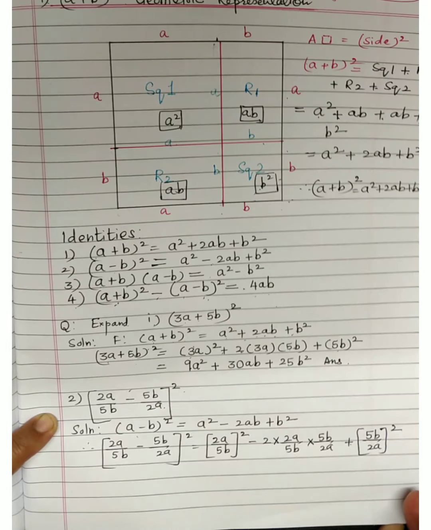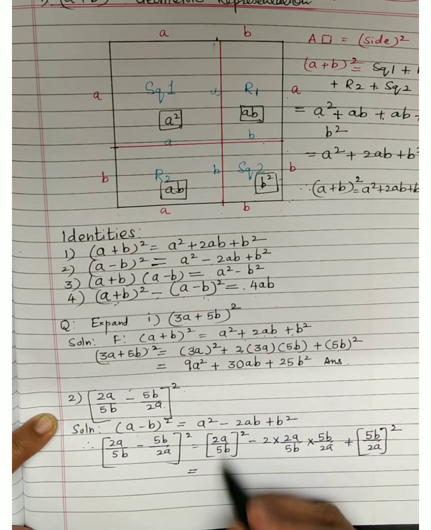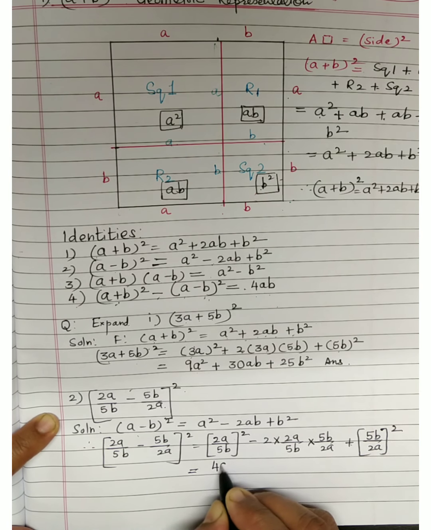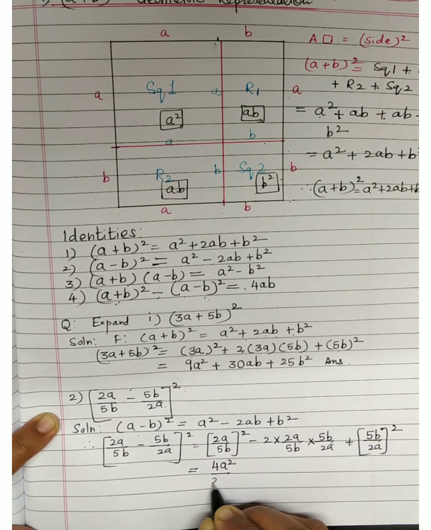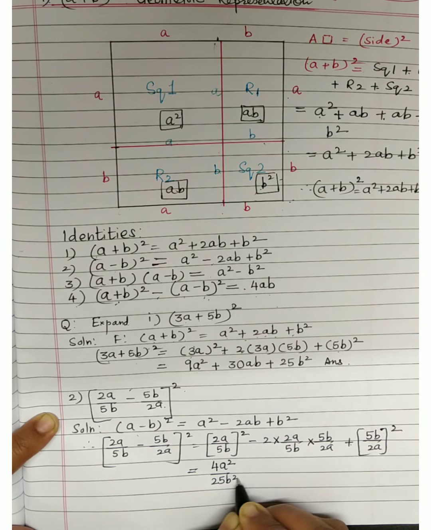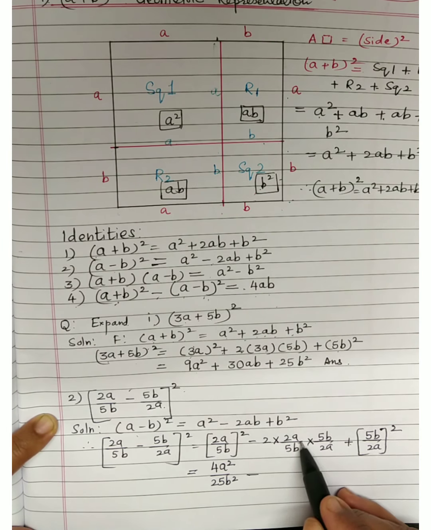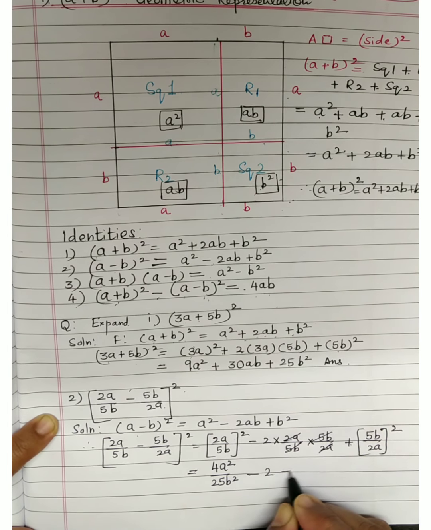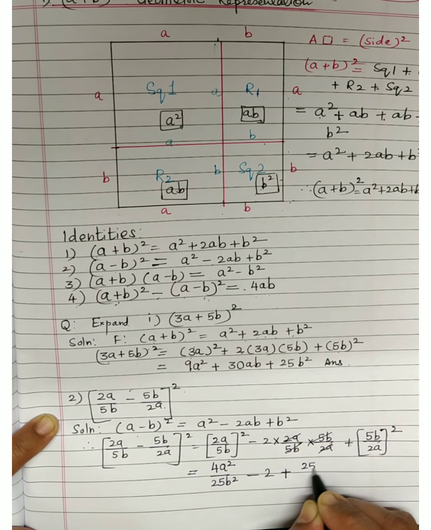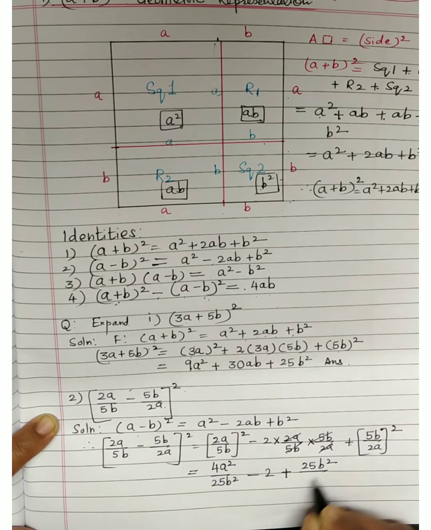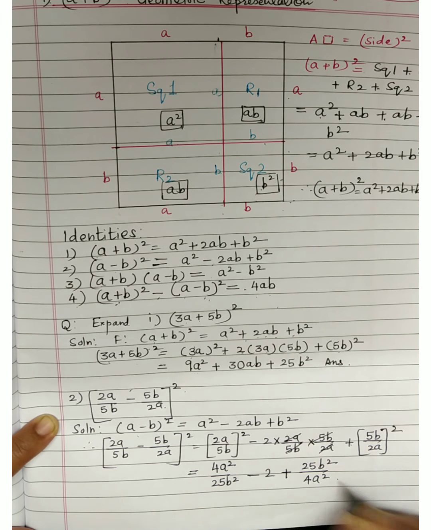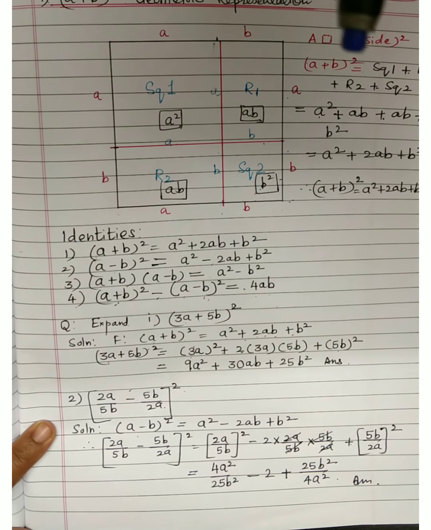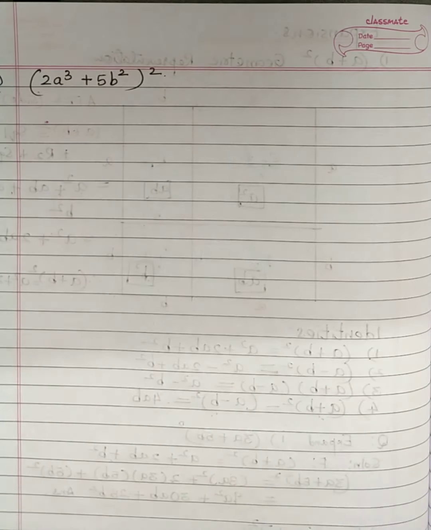This is the substitution. Now 2a upon 5b the whole square will be what? 2 square, 4a square upon 25b square, minus 2, plus 25b square upon 4a square. You can leave the answer as it is. Fine, getting the thing? See the next question.